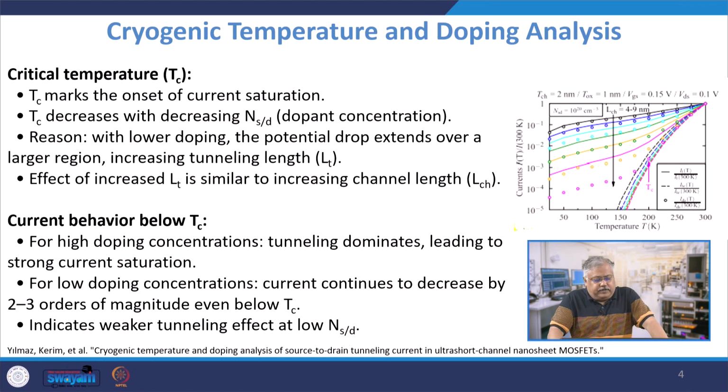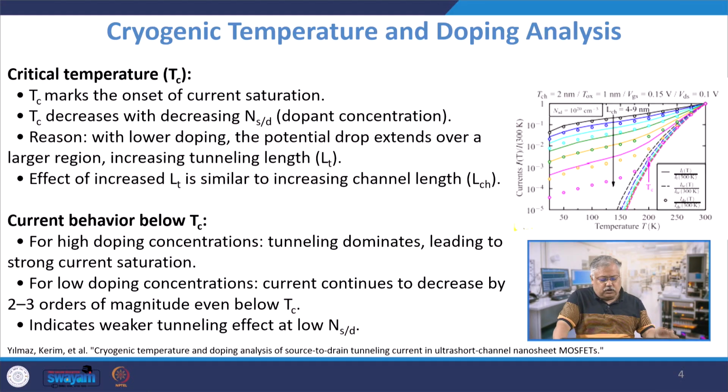And this effect of increased LT, which is basically my tunneling length, is similar to increasing the channel length in a sense. How does the current behave below the critical temperature? For high doping concentration, tunneling dominates, right? And this leads to a stronger current saturation.